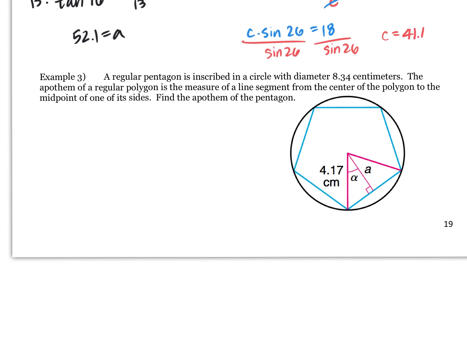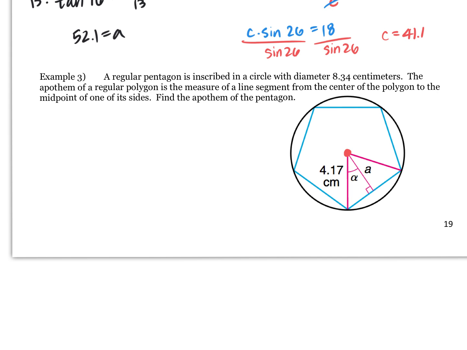Okay. Then it said the diameter of this circle, like this diameter, is 8.34. Do you agree 8.34 divided by 2 gives me this cute little radius of 4.17? You guys down with that? But I just put that in there, this could have been 8.34, that whole diameter. Okay, the apothem, what the heck is an apothem? It says it's measured from a line segment from the center of the polygon, so here's where the center is, and then to the midpoint of one of its sides.